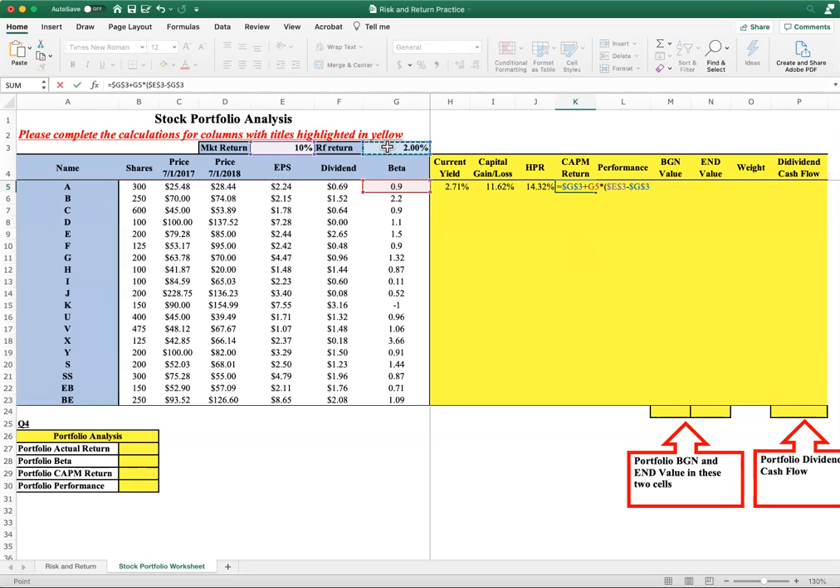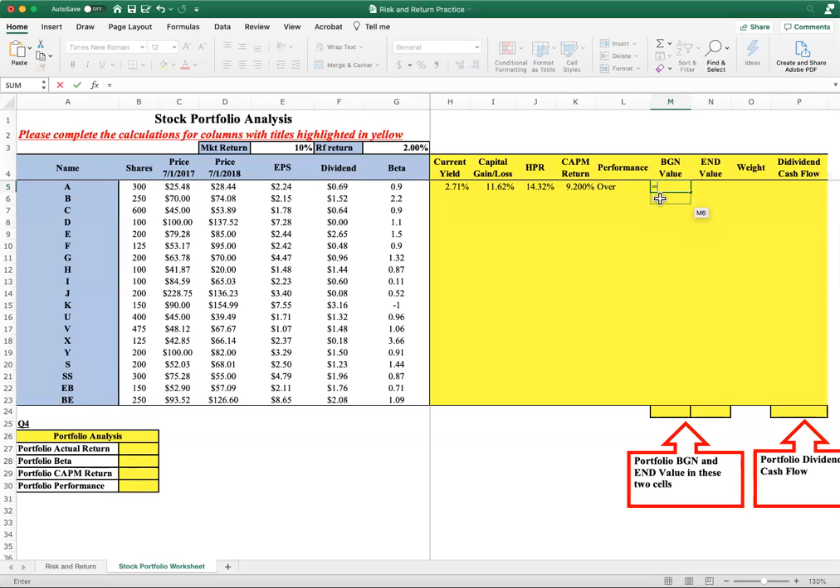And then press F4 again, close it down, and let's do performance. If the holding period return is greater than the CAPM expected return, we call it over. If the actual return equals the CAPM return, we call it par. Otherwise, it's under. There are only 3 possible scenarios, right? That's why we use 2 layers of IF. So this one's over.